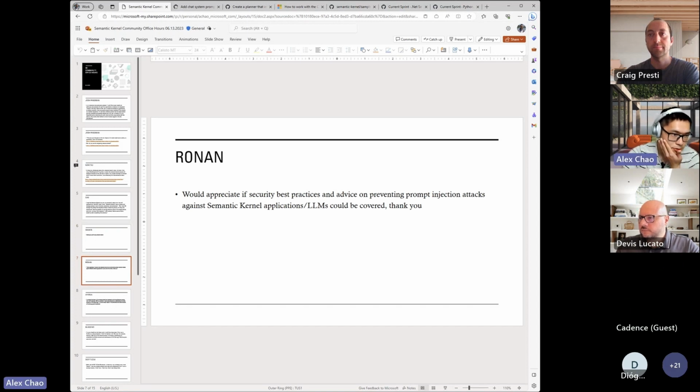All right. Next question. Ronan asks, would appreciate if security best practices and advice on preventing prompt injection attacks against the semantic kernel apps LLMs could be covered. Craig, do you want to comment a little bit on prompt injection?